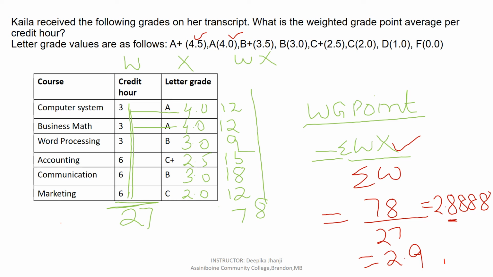Because the number here, 8, is greater than 5, so this 8 goes up. So your weighted grade point is 2.9.